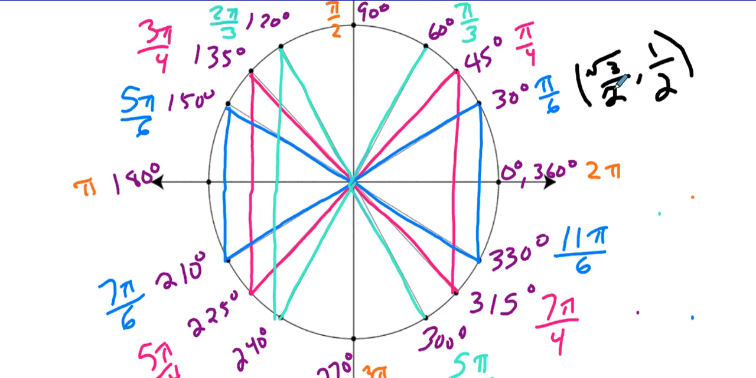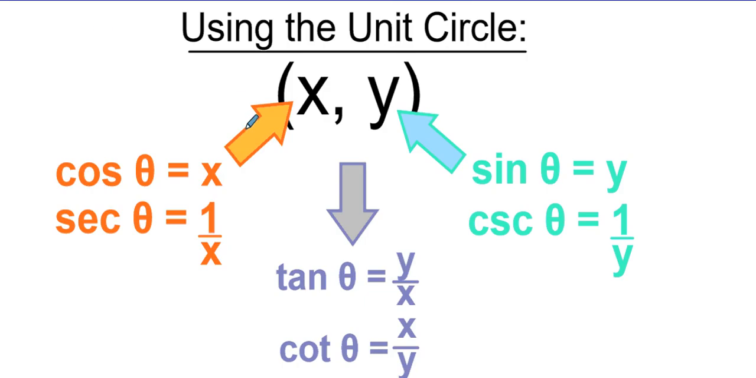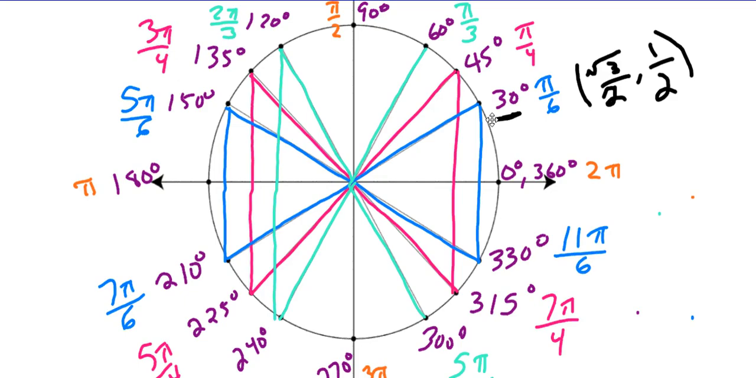Anyway, in the unit circle, for all the angles, like 30 degrees, we'd see this coordinate point of root 3 over 2, comma, 1/2. And what does that mean? Well, whatever x is equal to, that's what cosine of that angle is equal to. So when we go back here, cosine of 30 degrees, or cosine of pi over 6, is equal to root 3 over 2, whereas sine of 30, or sine of pi over 6, is equal to 1/2.